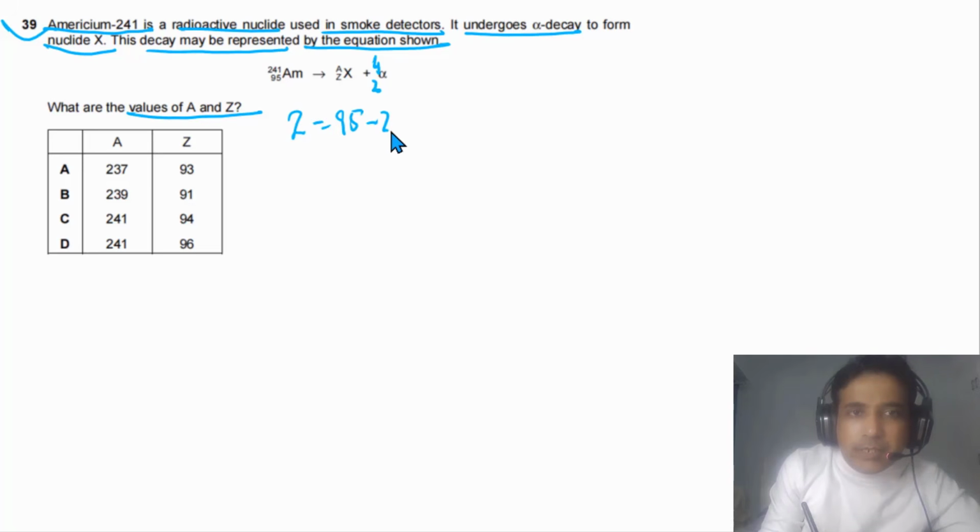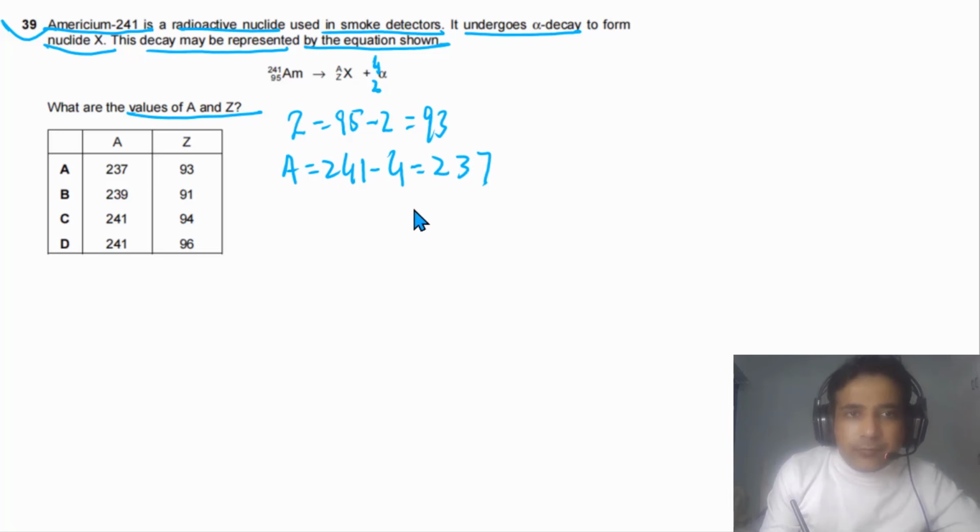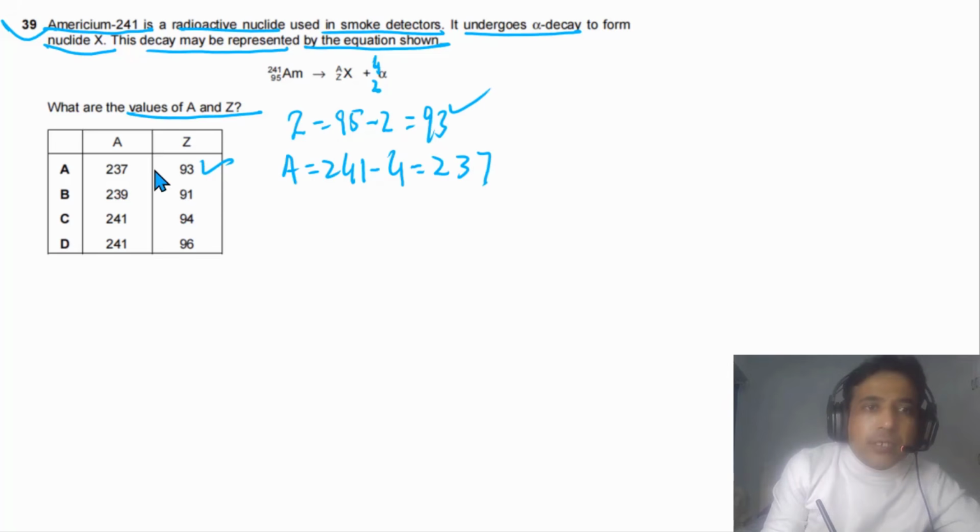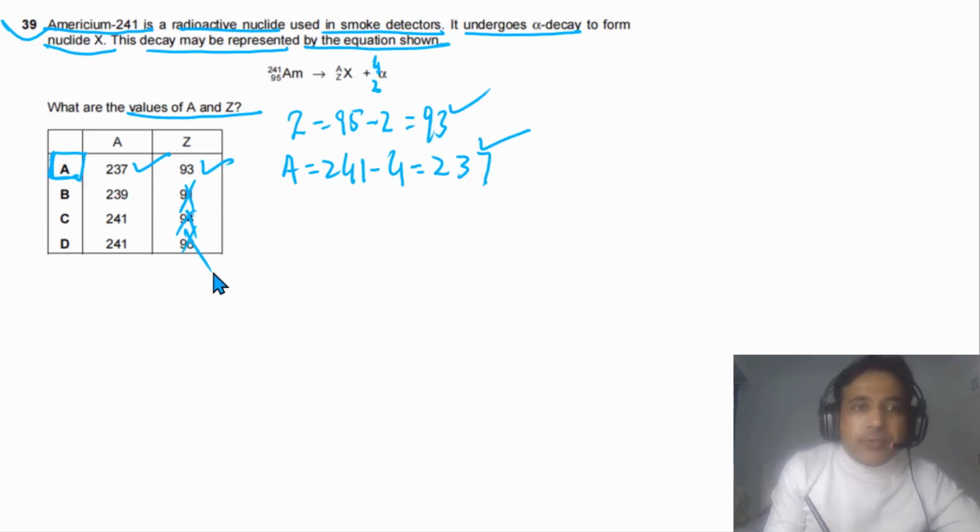So at this point, Z has to be equal to 95 minus 2, so we get 93. Z is equal to 93, and A has to be equal to 241 minus 4, so we will get 237. So Z is 93, so this one is right. A is equal to 237, so this is also right. So the answer for this question is A. A is the correct option, and the rest of the options are incorrect.